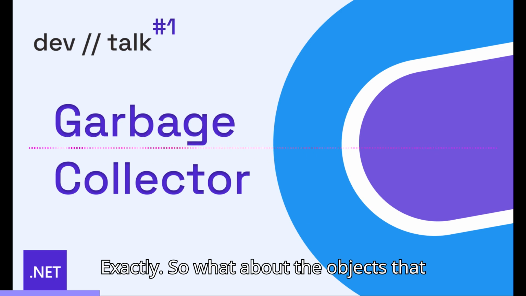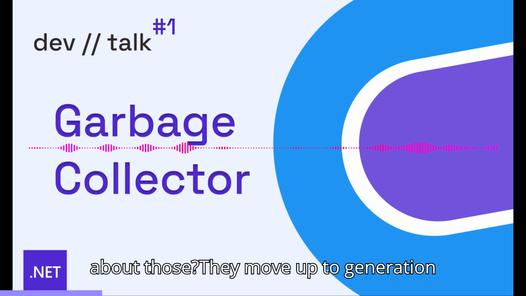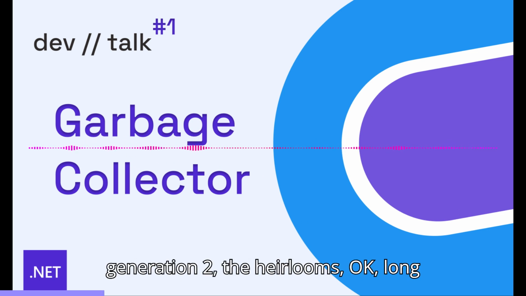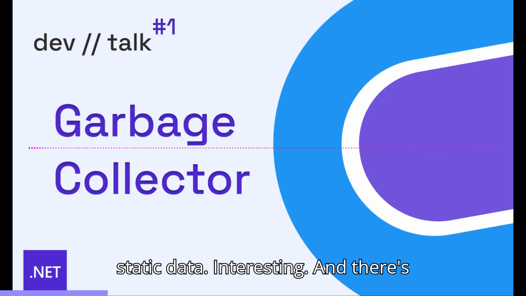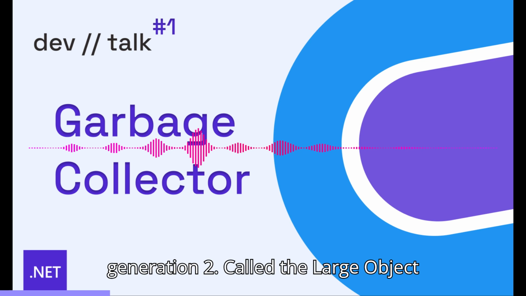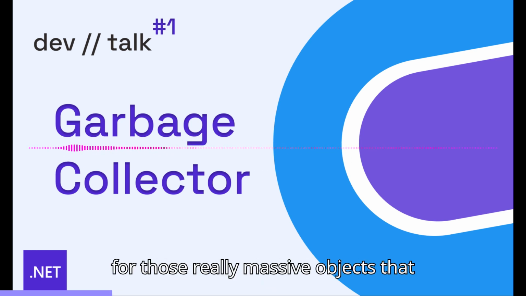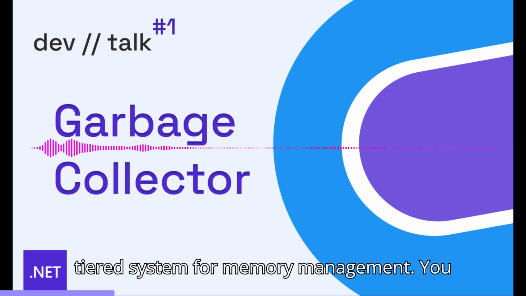So what about the objects that survive that first round? They move up to Generation 1, objects that have been around a bit longer. And finally, we have Generation 2, the heirlooms, long-lived objects, including things like static data. And there's also this special VIP section within Generation 2 called the Large Object Heap, the LOH. This is for those really massive objects that need special care. So it's like a tiered system for memory management.